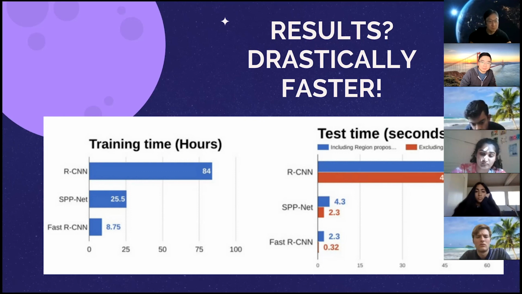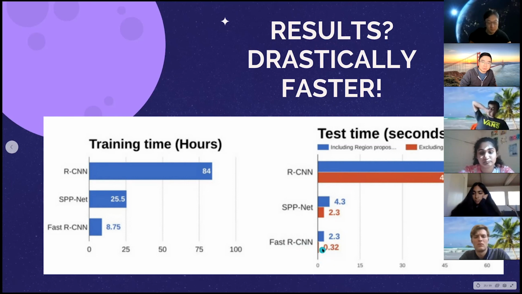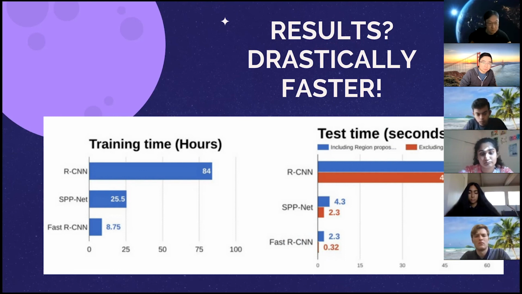And funny enough, when you look at the red bar here, that is where you exclude the region proposals. So this is the time where the neural network has to spend time doing interesting stuff. And you can see here for the Fast R-CNN, the neural network only spends 0.32 seconds. As a matter of fact, the majority of the time for the Fast R-CNN is actually spent on the traditional machine learning algorithms doing the region proposals on the feature maps. So the results are drastically faster for the Fast R-CNN.